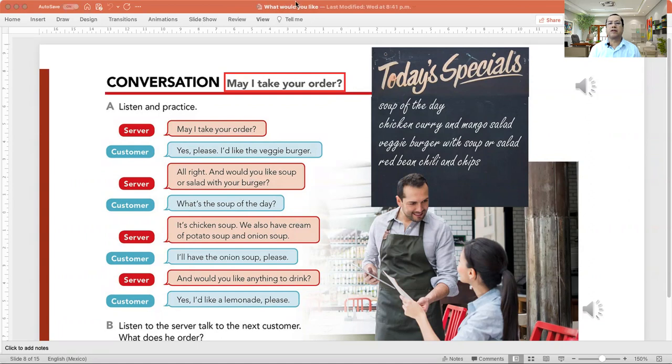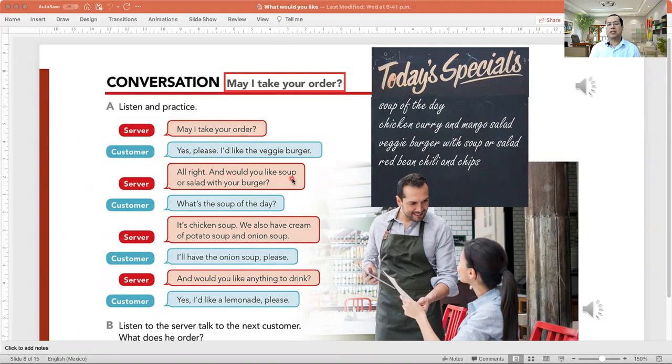So let's try the first one. Here we go. May I take your order? So that's a typical question at the beginning when the waiter comes to the customer. So, ¿puedo tomar su orden? Yes, please. I'd like the veggie burger, right? I'd like the veggie burger. Quiero la hamburguesa de vegetales. All right. So, all right is like, okay, bien, okay.